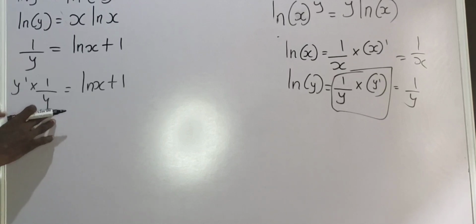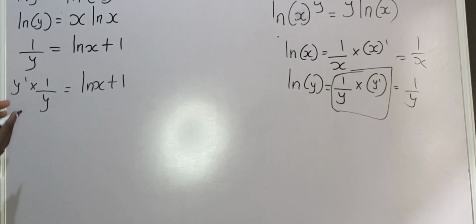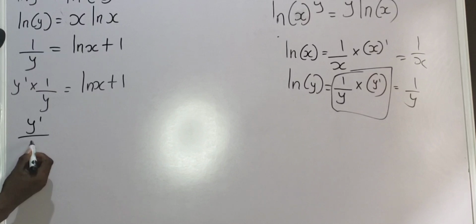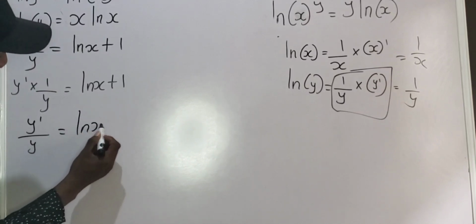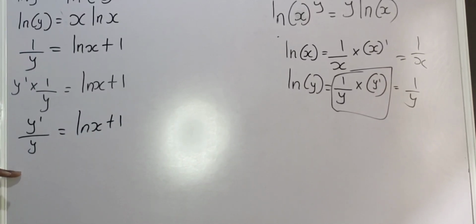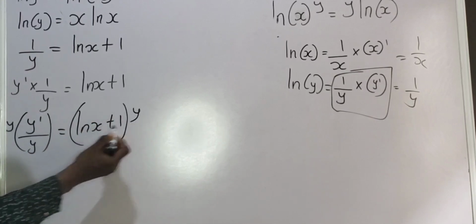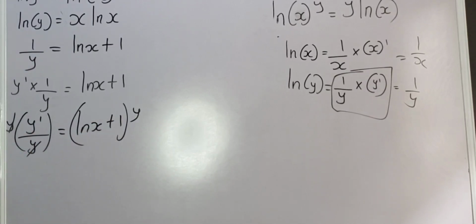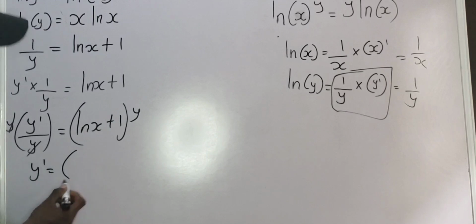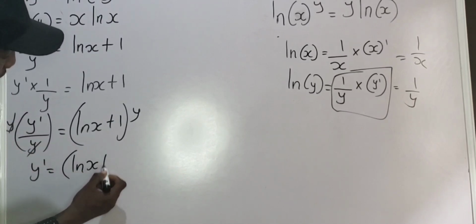Now, having gotten to this point, the next step is that you are going to multiply both sides by y. You understand? For this, we can write this as derivative of y over y is equals to ln x plus 1. Do you understand it? So for this step, we can multiply both sides by y. If you multiply this by y and you multiply this by y, this y will cancel this y. So I'm only left with the derivative of y.